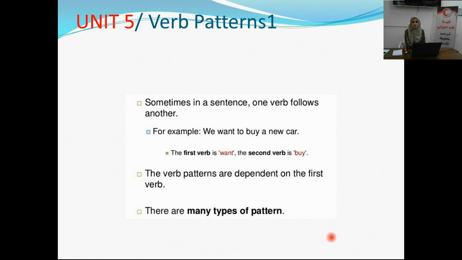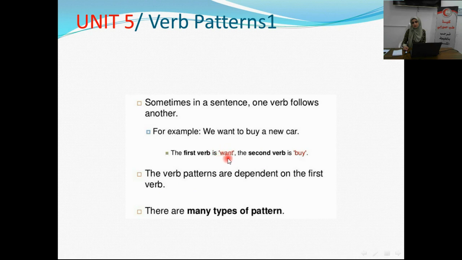For example, we want to buy a new car. So in this example, we have 2 verbs. They are want and buy. So this is the rule. The first verb is want and the second verb is buy. The verb patterns are dependent on the first verb.